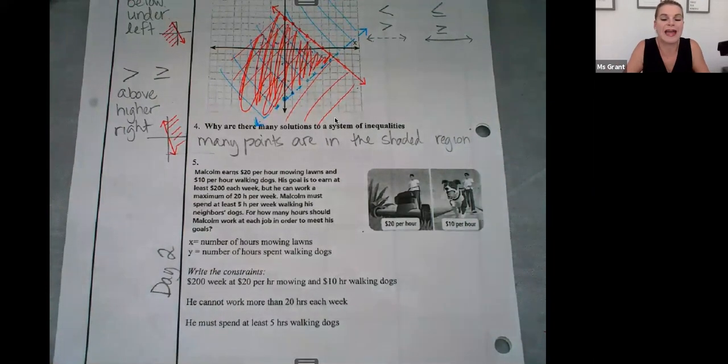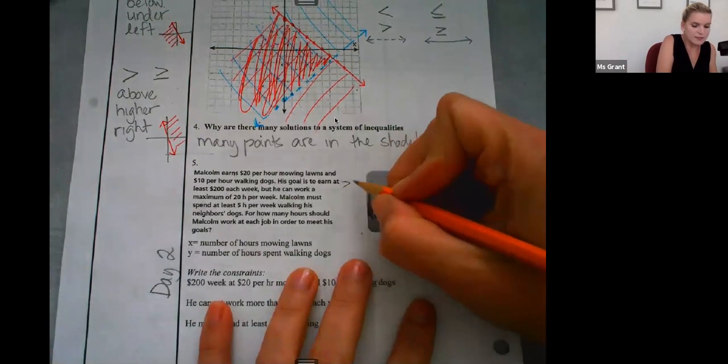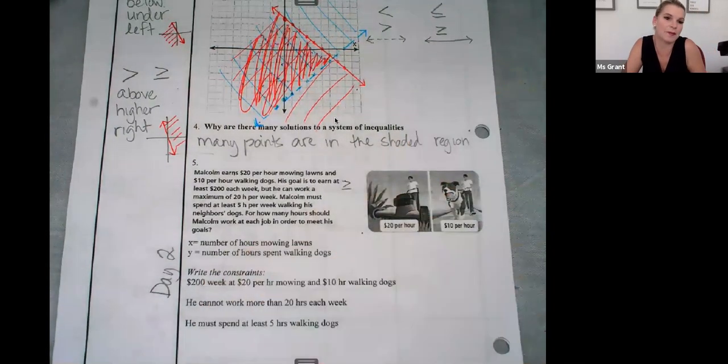His goal is to earn at least, so he doesn't want to make less than, he wants to make at least more than 200 a week. So greater than 200 a week, so let's remember that. At least, he could earn exactly 200 a week, that probably would make him happy.